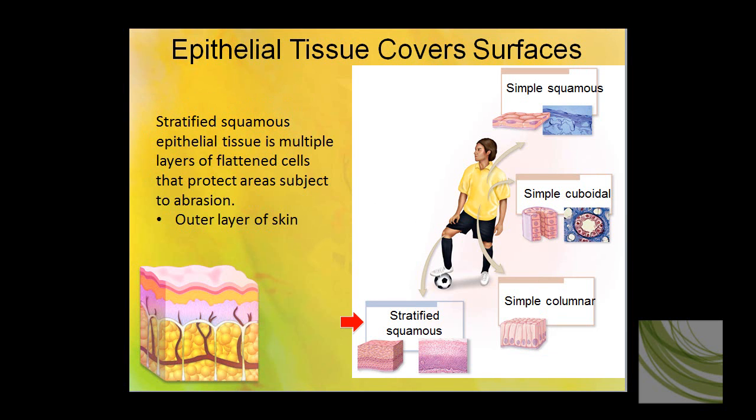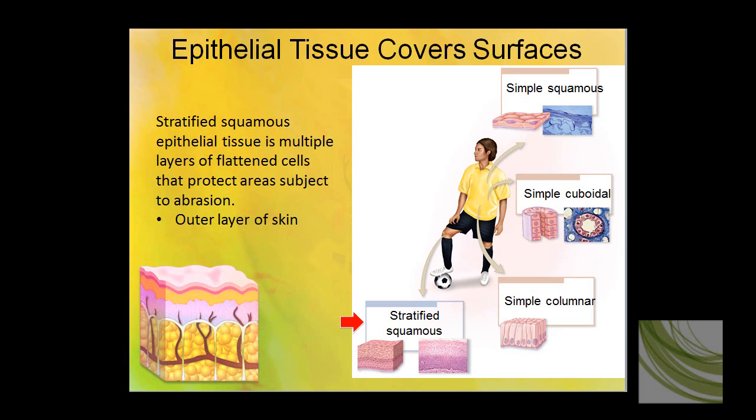Now, when we look at multiple layers, we call that stratified epithelial tissues. Stratified squamous would be your outer layer of skin. You're constantly shedding skin cells as new cells are emerging from what is called the germ layer in your skin. And these shed cells, if you will, make up a significant portion of household dust, actually.